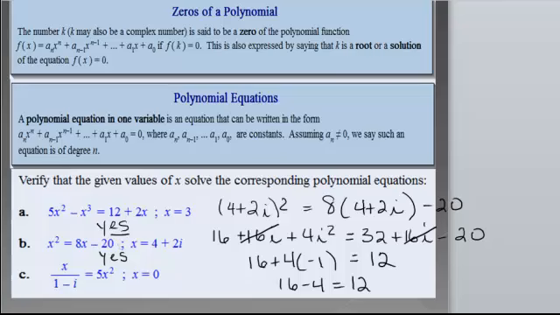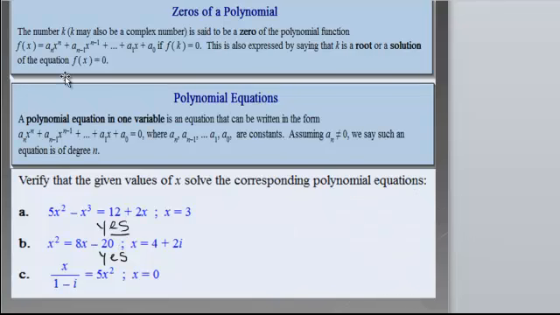So now let's try C. For C, we want to know if 0 will solve this equation. So we will have 0 over 1 minus i is equal to 5 times 0 squared. Well, that's going to be 0 equals 0. So yes, it looks like this one also solves that equation.